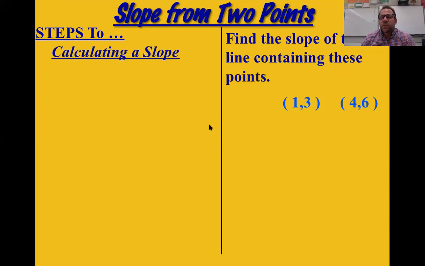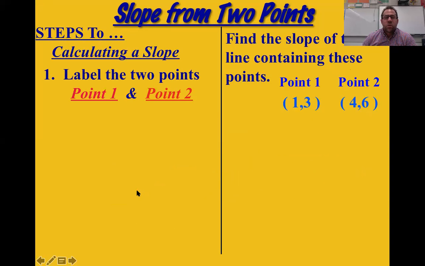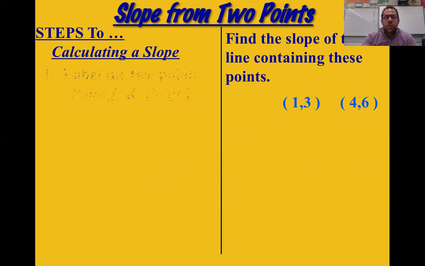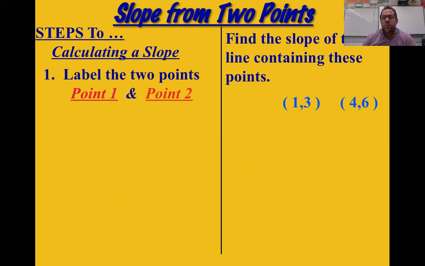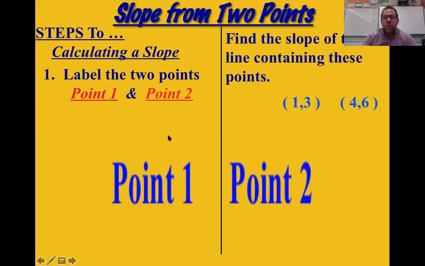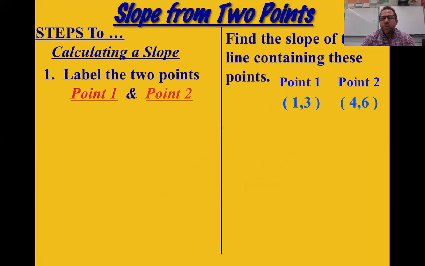It says find the slope of a line containing these points, (1, 3) and (4, 6). Here are the steps; they're right in your notes. Step 1 is we want to label the 2 points. We've got 2 points right here, so I want to call one of them point 1 and the other one point 2. I'm going to go ahead and do that. That's step 1, label your 2 points.